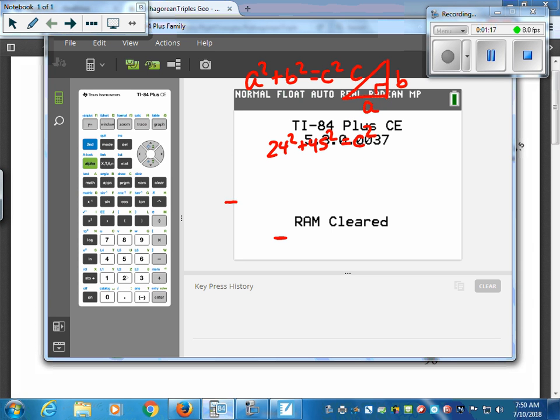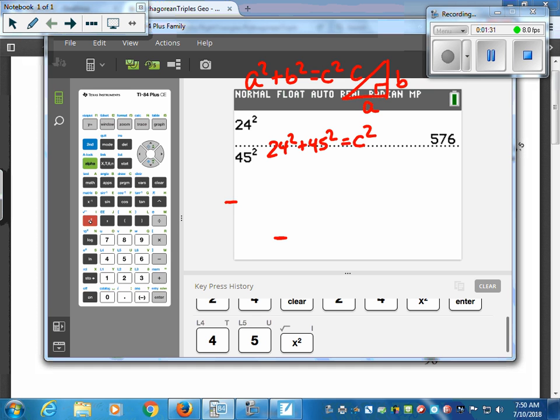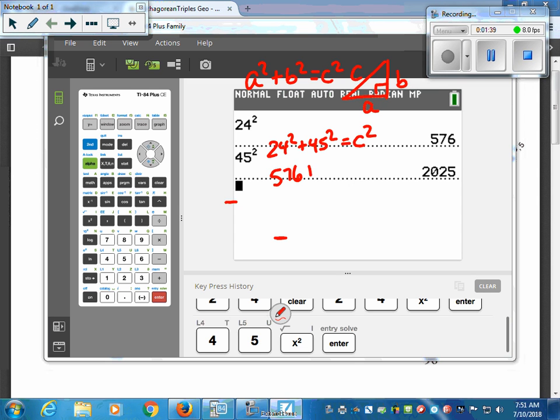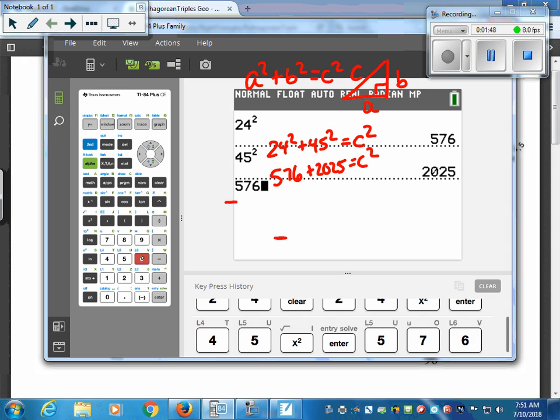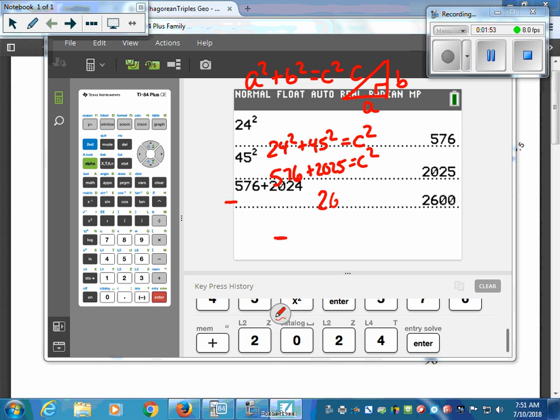So I got 24 squared, which is 576, and I got 45 squared, which is 2025. So I'm just going to write right on the screen: 576 and 2025. I'm going to add those two together because they're on the same side of the equal sign, which gives you 2601. Now we got to take the square root of 2601.